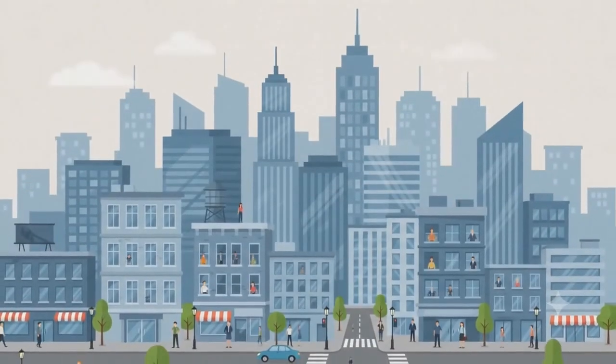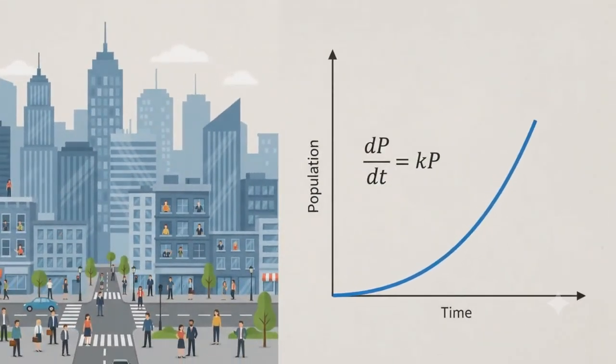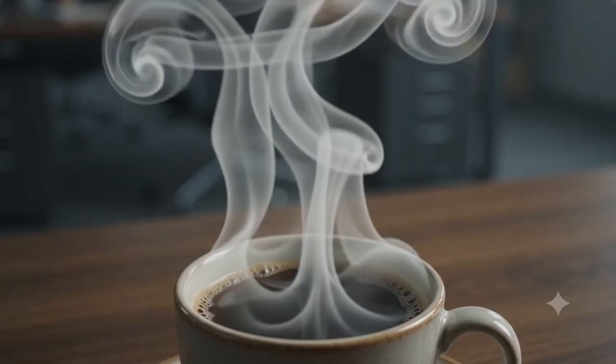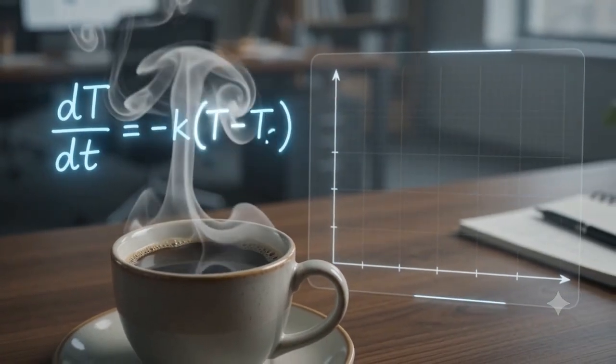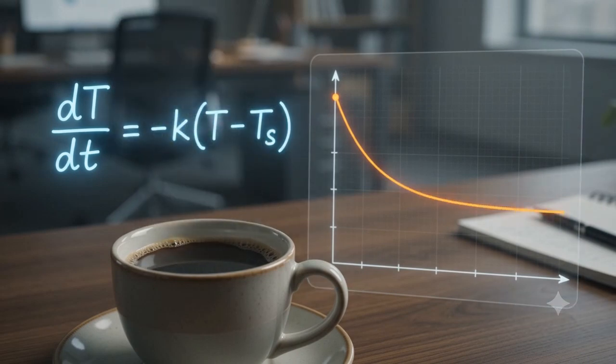To model how populations grow, we use a simple differential equation. This equation shows that the growth rate is directly proportional to the current population. Let's examine how coffee cools. This process is described by Newton's law. The rate of change depends on the temperature difference. Notice how the graph approaches room temperature.